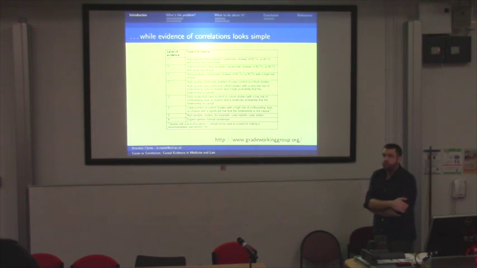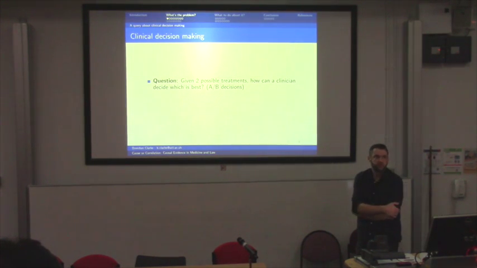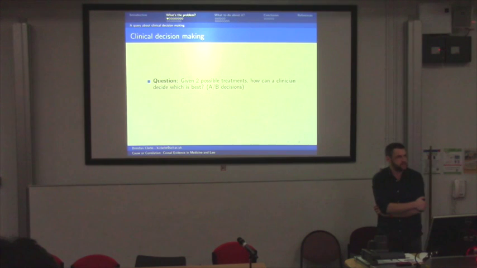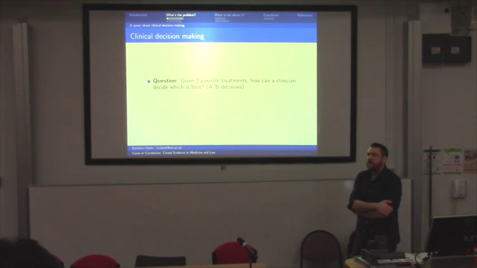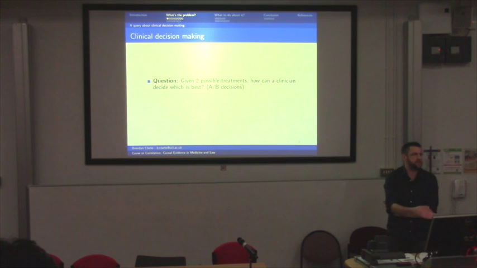But the usual way that we answer it is to try and think a bit about what we might do with evidence, which is usually to make better clinical decisions. Let's think about a dead simple clinical decision, what you might call a sort of A-B decision. Given the choice between 2 very similar treatments, how do you decide which one to give? How do you decide to give medicine A or medicine B?